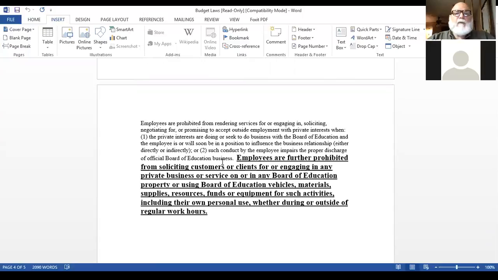Employees are prohibited from rendering services or soliciting promises of employment or accepting outside employment interests when the private interests are doing business with the Board of Education. You're prohibited from soliciting customers, clients, or engaging in any private business or service on board property, using their vehicles, materials, supplies, buildings, or such things.